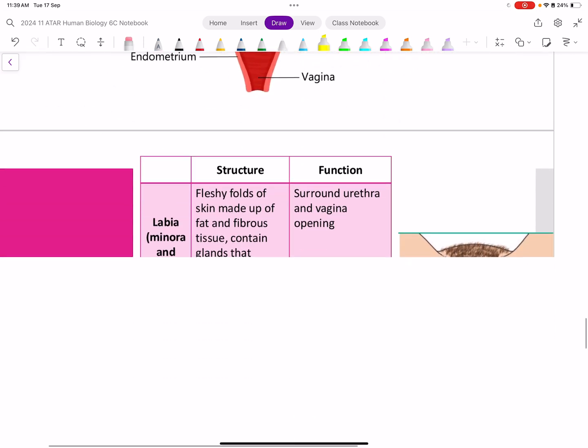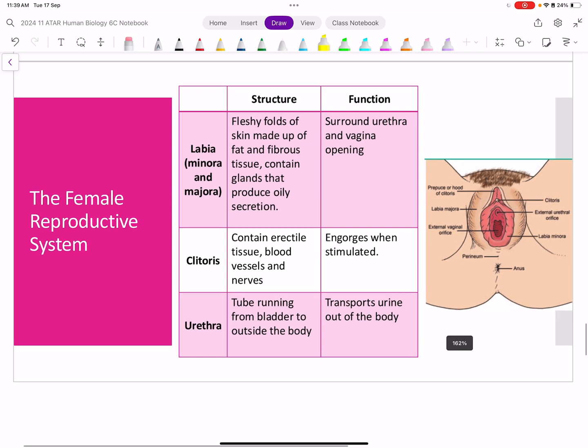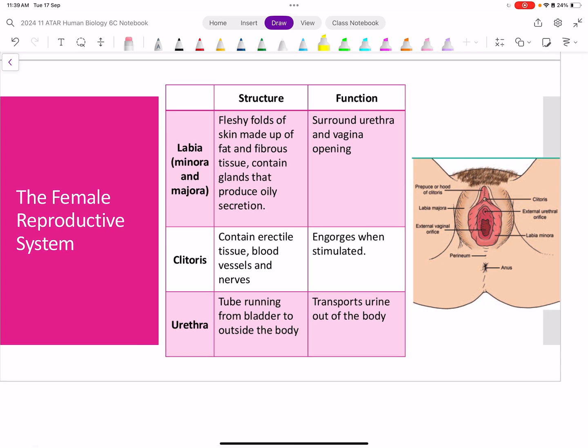So our final few structures here are looking now at an external view. And so I'm going to start in the middle here with the clitoris. This is what contains all the erectile tissue. It also contains a large number of blood vessels and nerves, and this engorges when stimulated. So if I use my green pen here, I'll underline clitoris, and I'll just fill it in as the circle just here. Up next, the labia minora and majora.